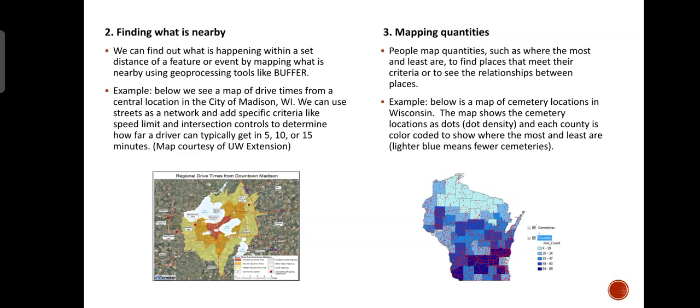Then, mapping quantities. People map quantities such as where the most and least are to find places that meet their criteria or to see the relationships between places. This map shows the symmetry locations in Wisconsin. You can also gather information like which area has more symmetry and which area has less.